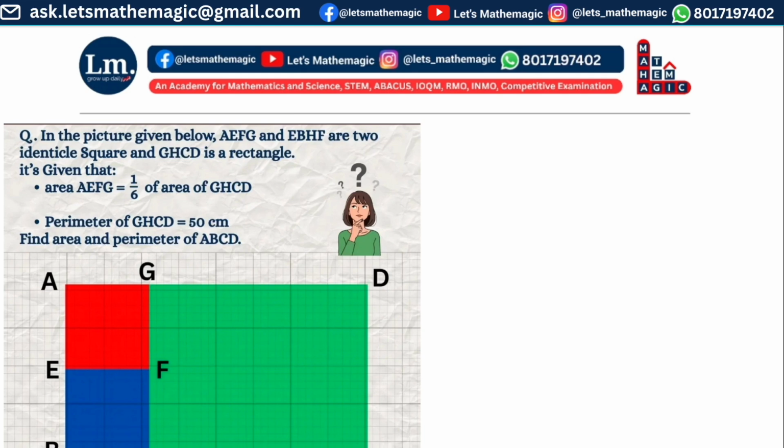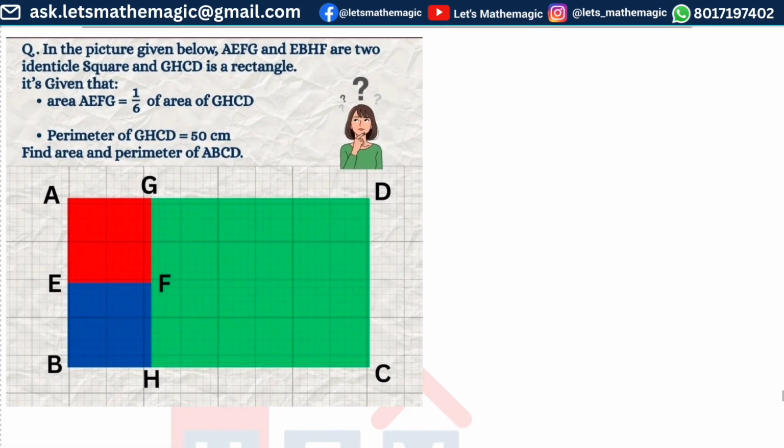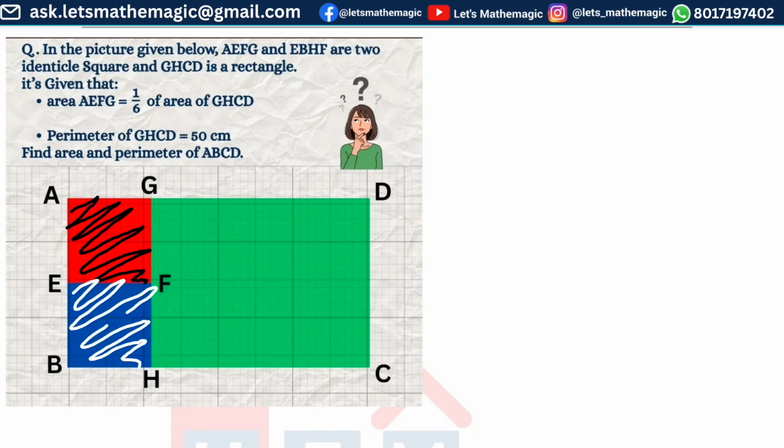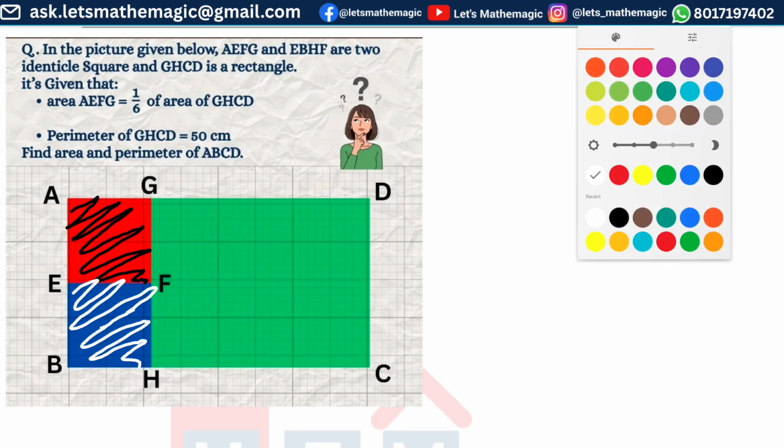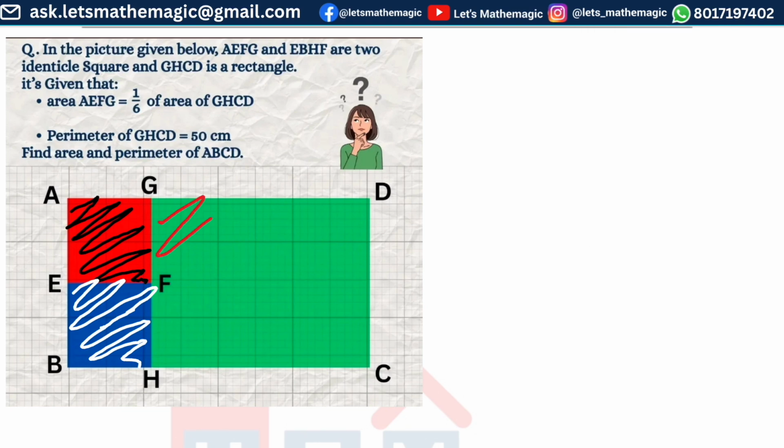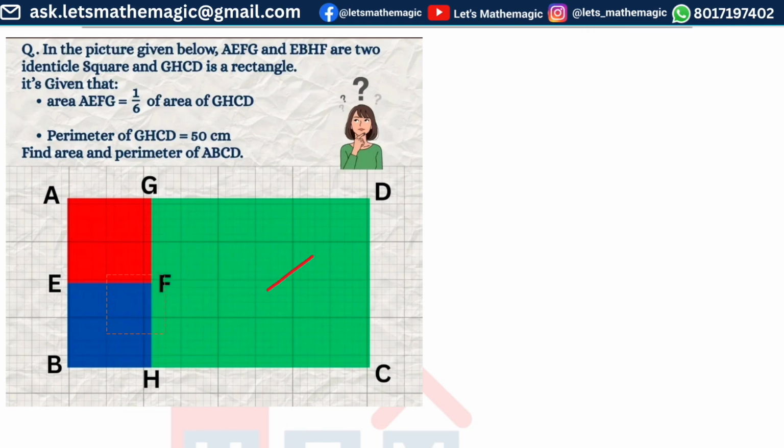If we go through the question once again, it says that in the picture given below, AEFG and EBHF are two identical squares. I can already see there are two squares: one is AEFG, another one is EBHF. I hope both squares are visible. These are two squares, and on the right side, the green one is a rectangle. So this is the picture.